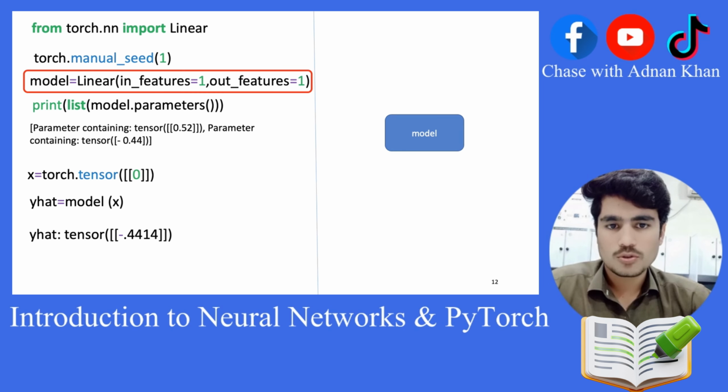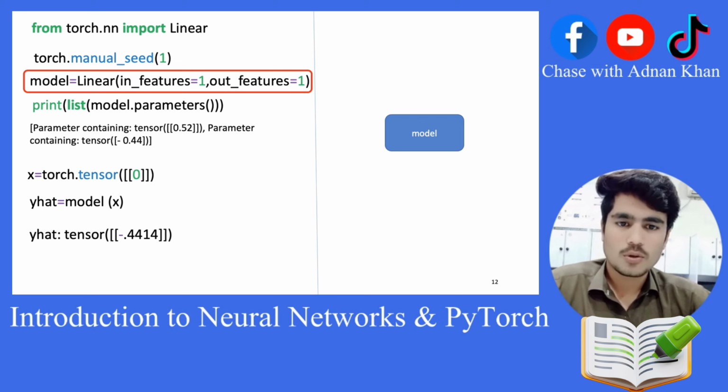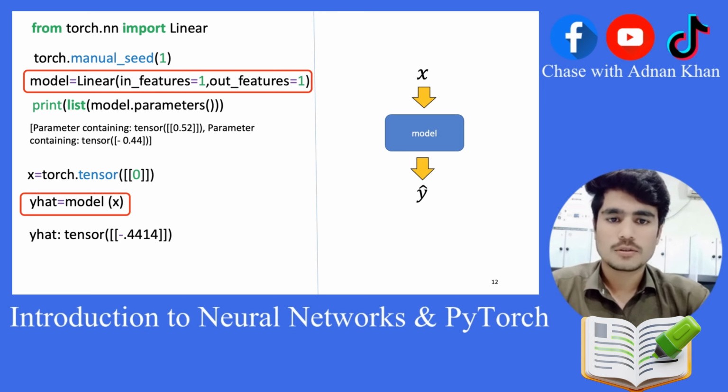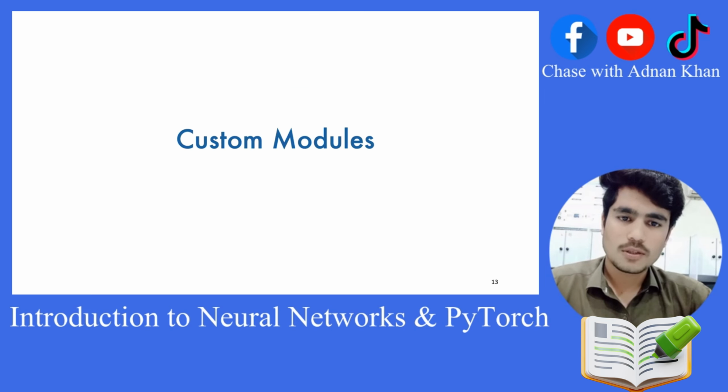To review, to create a one-dimensional linear regression model, we create or instantiate a linear object. In this case, we call it the model. Instead of calling the method forward, we merely use the name of the object with the input, in this case x in parentheses.